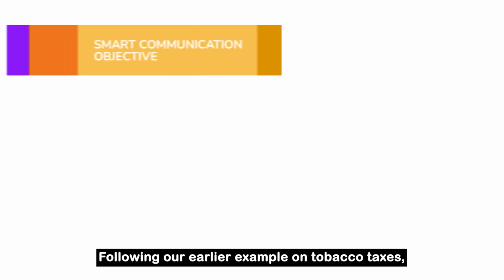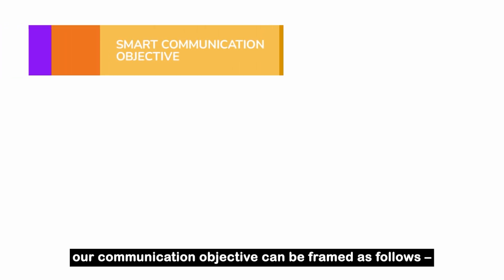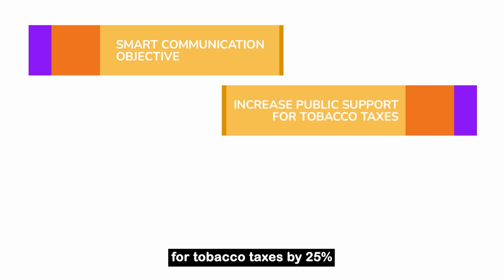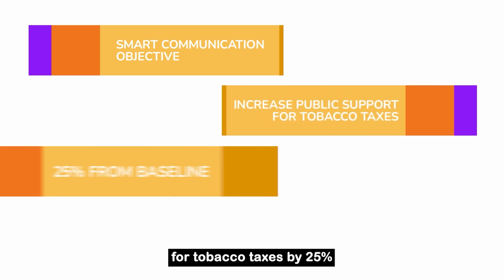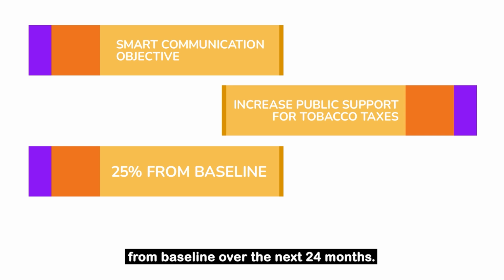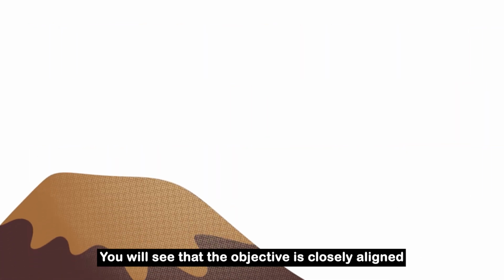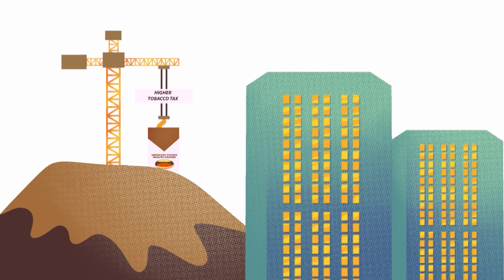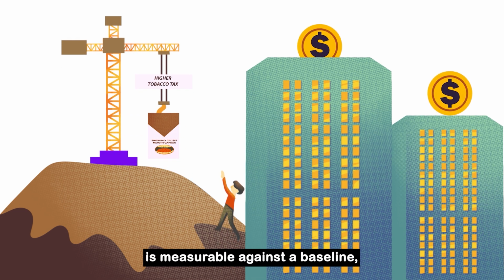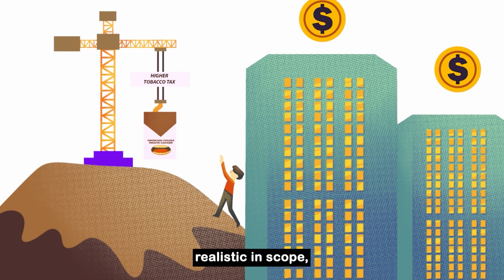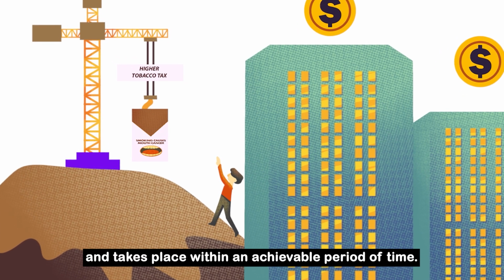Following our earlier example on tobacco taxes, our communication objective can be framed as follows. To increase public awareness and support for tobacco taxes by 25% from baseline over the next 24 months. You will see that the objective is closely aligned with our target outcome, is measurable against the baseline, is appropriate for the intended audience, realistic in scope, and takes place within an achievable period of time.